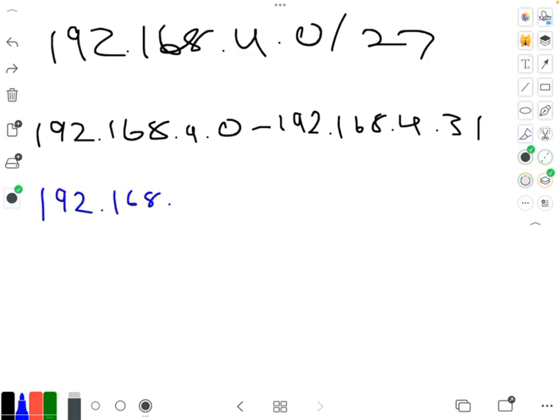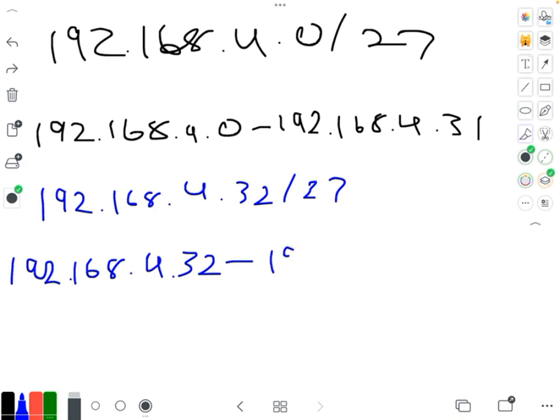And our second network, 192.168.4.32/27, goes from 192.168.4.32 to 192.168.4.63. Okay, now moving on to router 1.